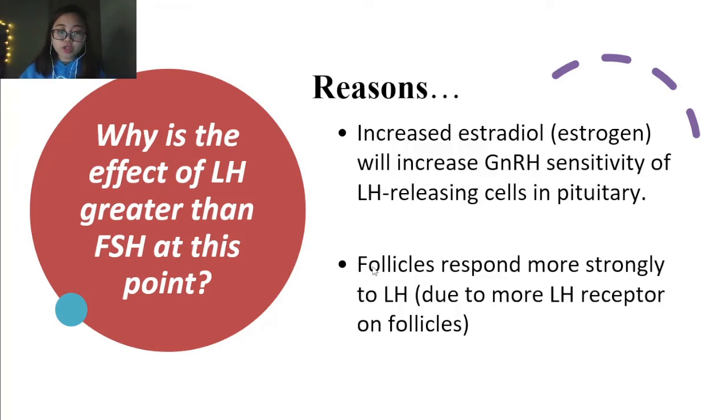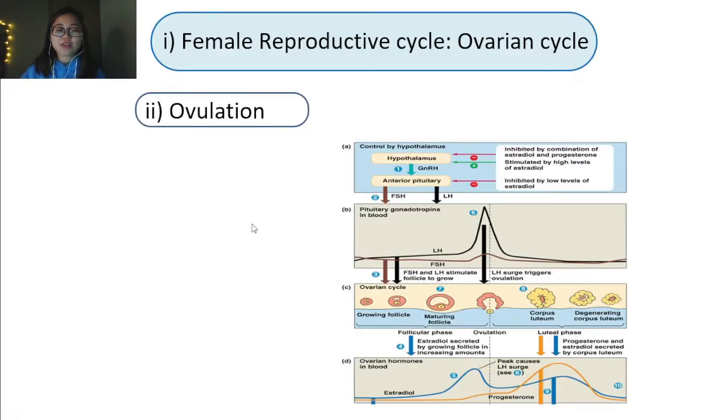And also, the follicles will respond more strongly to LH because in the follicles in the ovary, there is more LH receptor. Follicle lebih dengar cakap LH sebab di follicle lebih banyak reseptor untuk LH berbanding reseptor untuk FSH. So those are two reasons why you see that the effect of LH is greater than FSH. Alright, so that is it for the first phase of the ovarian cycle.